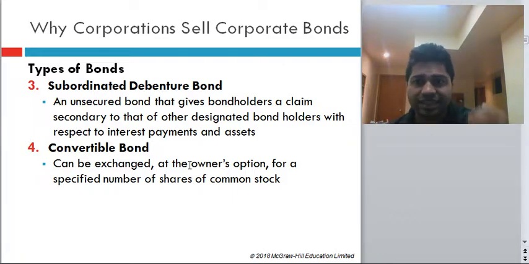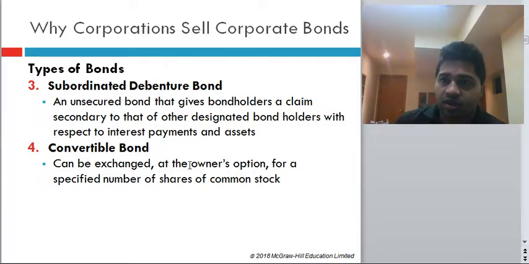Convertible bonds: these bonds can be exchanged for normal stock. If you have a normal bond, you can exchange it with the company and get normal stock. So they can be exchanged at the owner's option for a specified number of shares of common stock.